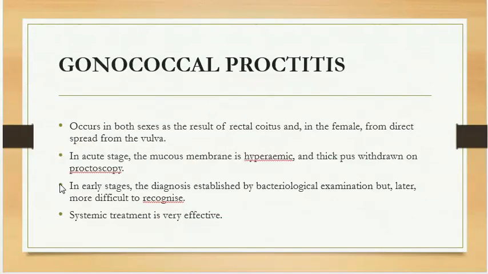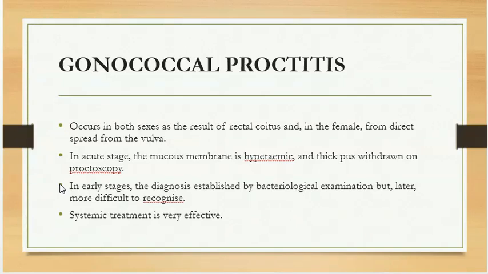Another specific infective proctitis is gonococcal proctitis. It occurs in both sexes as a result of rectal coitus, or in females from direct spread from the vulva. In the acute stage, the mucous membrane is hyperemic and thick pus is withdrawn on proctoscopy. In early stages, the diagnosis is established by bacteriological examination, but later on, it becomes more difficult to recognize.